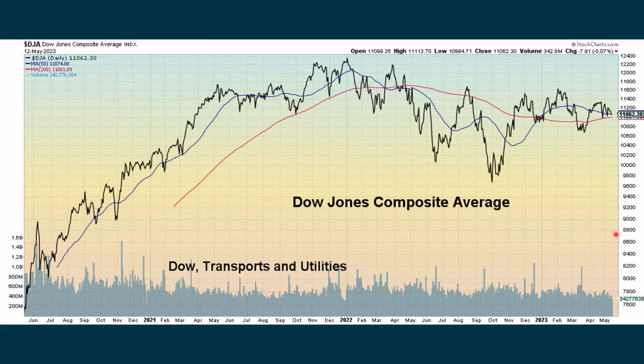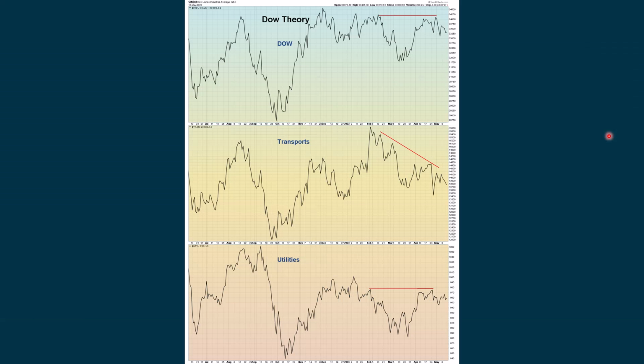The Dow Jones Composite Average, which looks at the Dow, the transports, and the utilities and combines them together, has been chopping more or less sideways, but is still in an overall uptrend. Then we look at the traditional Dow theory, where we were starting to come back up. We didn't quite get to this previous high with the Dow, but we're seeing more weakness in the transports. The utilities are looking a little bit better, but they are not really showing much of a breakout currently.